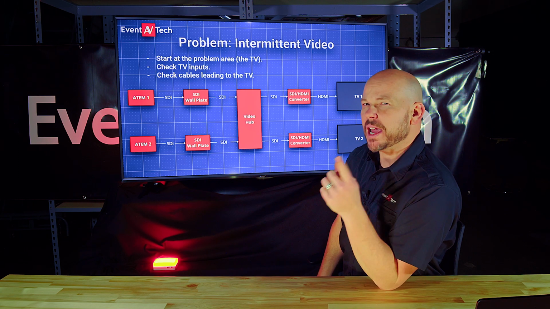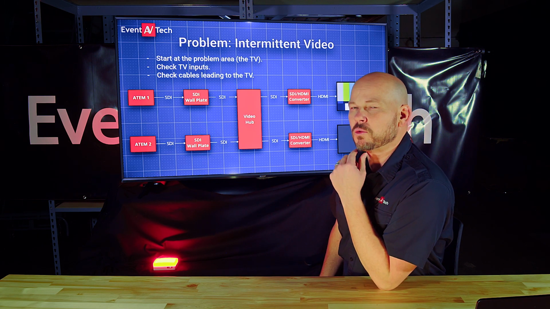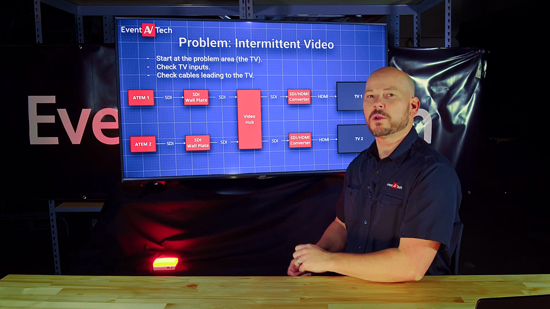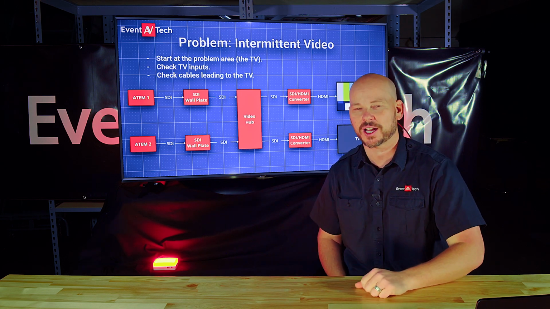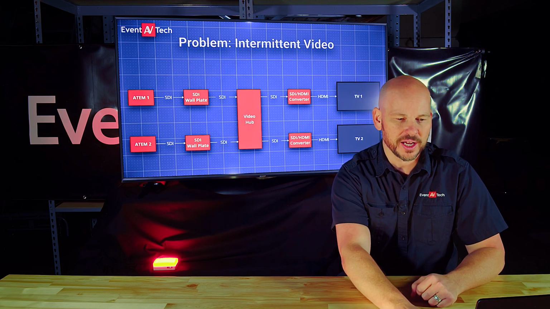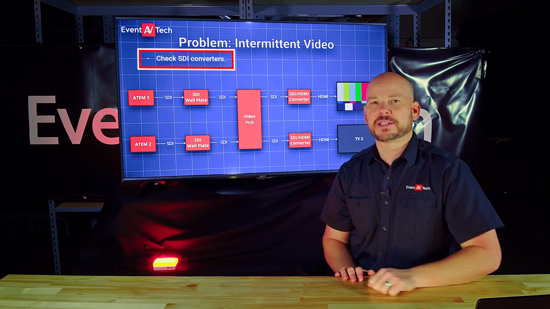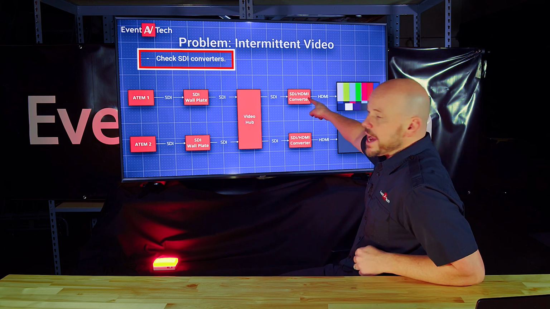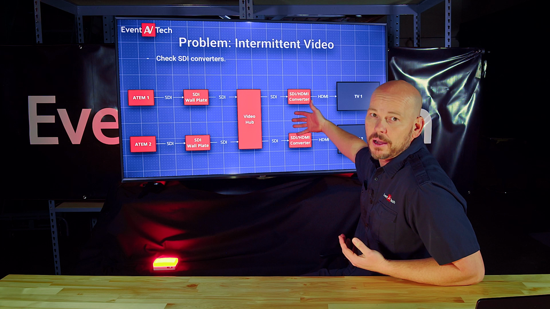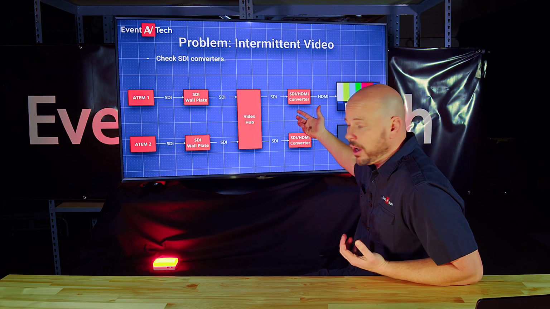Now, what you may notice is I'm starting to work in order. Think about it for a second. What would be the next thing that we would check if we're working in order? The next thing that we're gonna check is our SDI converters, okay? Maybe we've got a converter that's overheating and it's starting to have some heat issues and it's turning itself off.